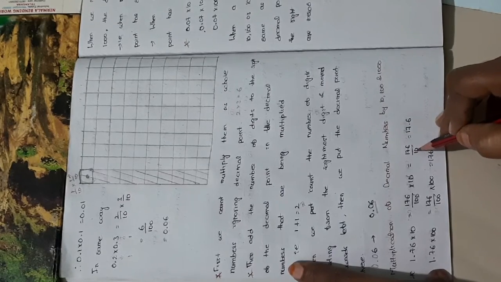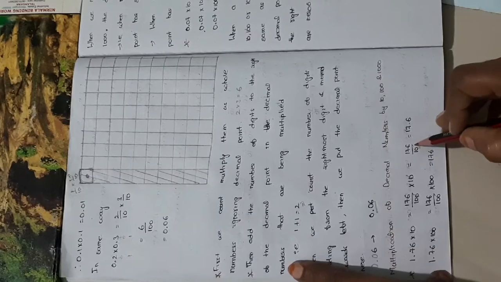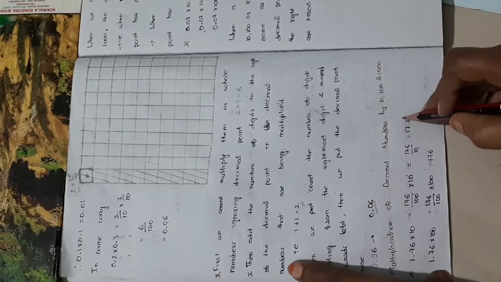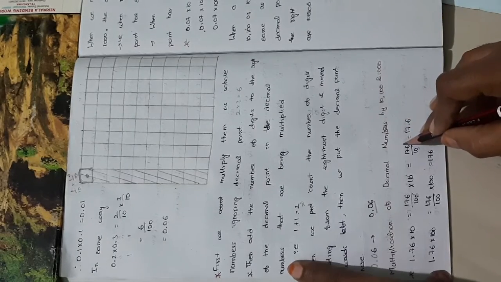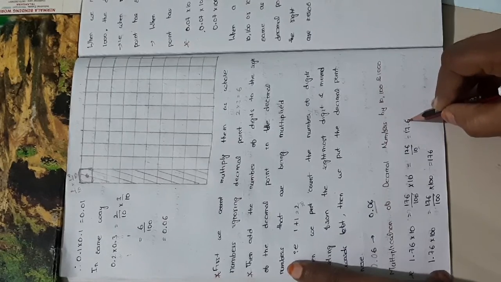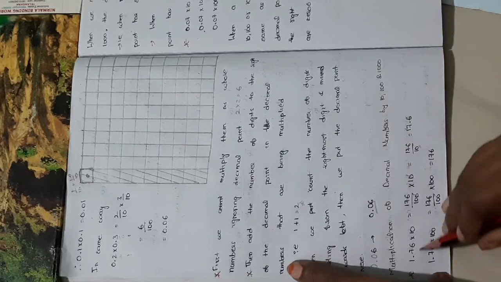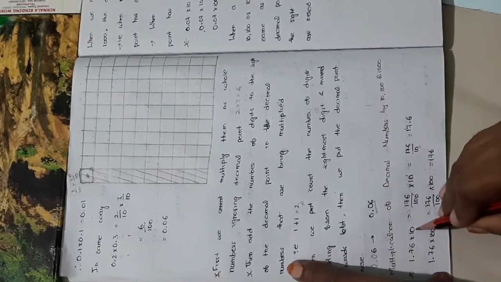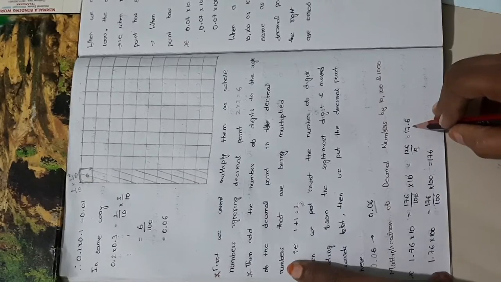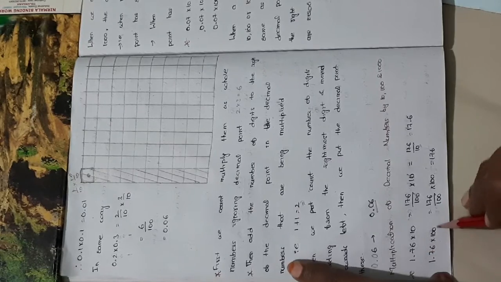176 by 10 means we put the decimal point by counting the number of zeros in the denominator, starting from the right. In this denominator how many zeros are there? Only 1 zero. Therefore we count 1 place from the right, so the decimal point goes before the digit 6. So the result of 1.76 into 10 is 17.6.